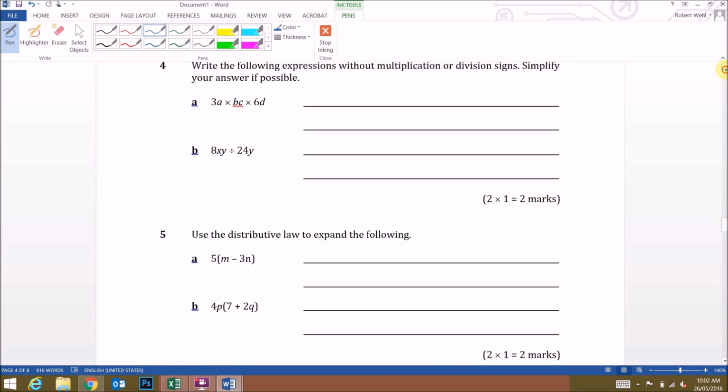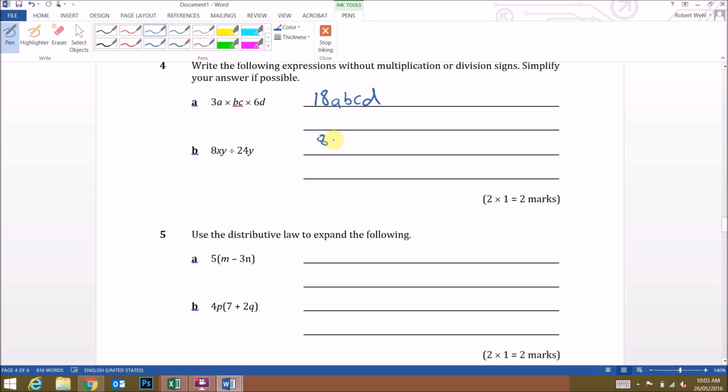Write the following expressions without using multiplication or division signs. Simplify your answer if possible. Okay, let's have a look. So here I multiply what I can together. I can multiply 3 and 6, and 3 times 6 is going to equal 18. And then I just put in my variables. So I've got an A, a B, a C, and a D.